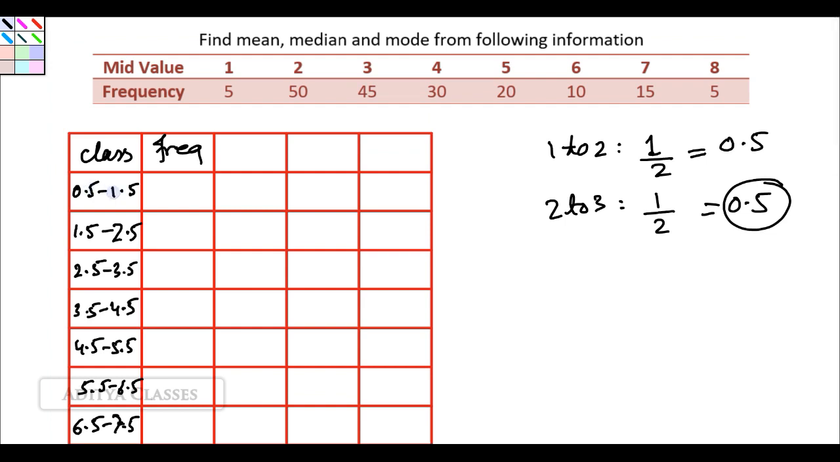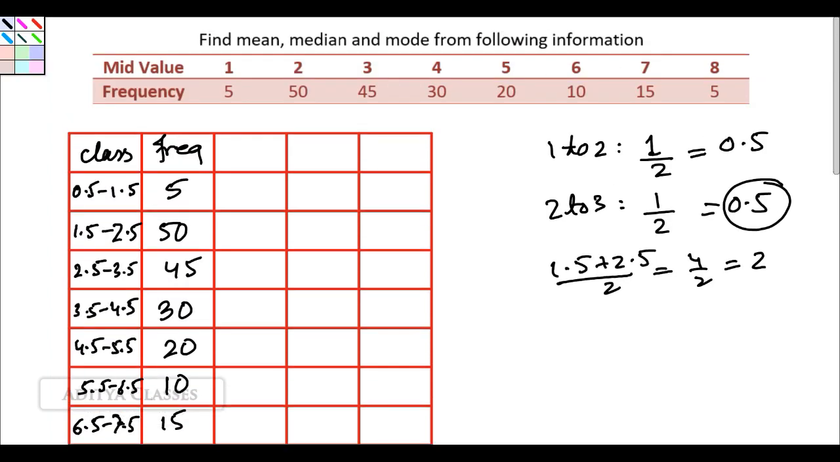Now if we take midpoint of 0.5 and 1.5, it will be 1 and the corresponding frequency would be 5. If we take midpoint of 1.5 and 2.5, it will be 1.5 plus 2.5 upon 2, that is 4 upon 2, that is 2. So its midpoint will be 2, which is given as 2, and frequency is 50. So similarly we will be having remaining frequencies also. So here are our frequencies. Now let us proceed further and find out mean.